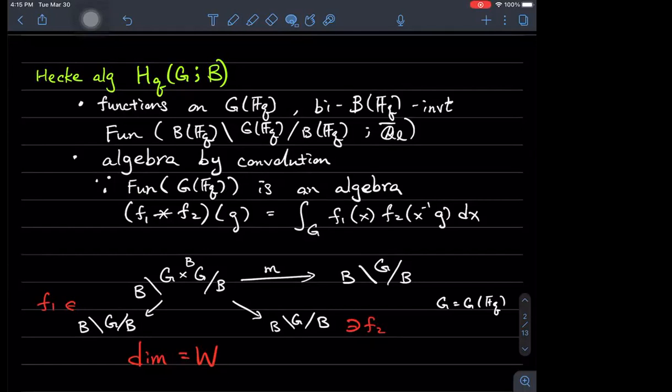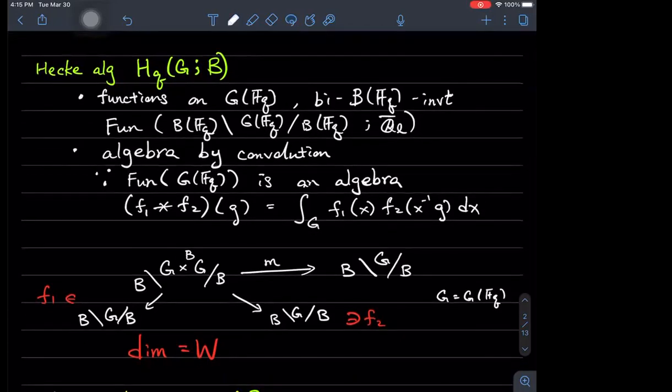And I could give these functions an algebra structure by using the convolution formula. Notice that the functions on G(F_q) form an algebra by this convolution product. And it is easy to check that if f1 and f2, these two functions, are bi-invariant, then the resulting function is also bi-invariant. In other words, the algebra structure descends to this subspace.